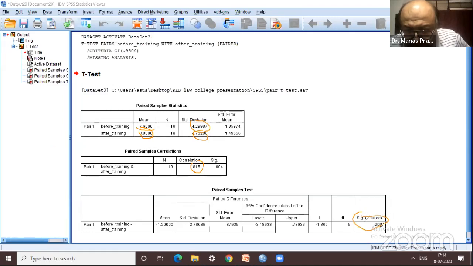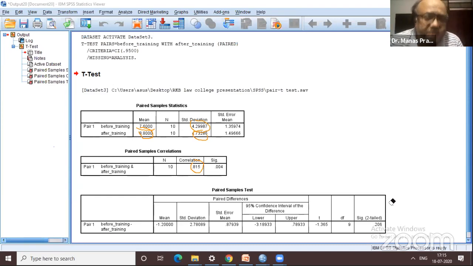The p-value is 0.206. That means it is more than 0.05. That means we have to accept the null hypothesis that the mean score before training and after training are the same. What we can conclude from this test is that the training does not help the students in increasing memory, because the mean score before training and after training are the same.